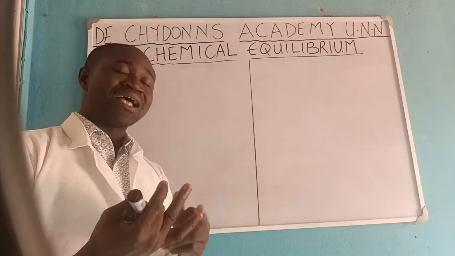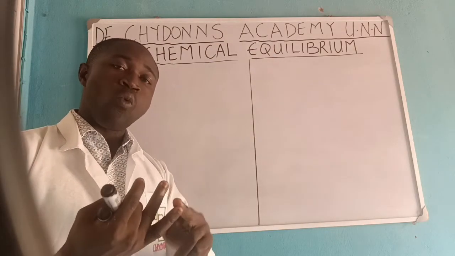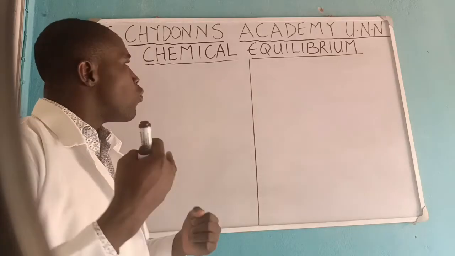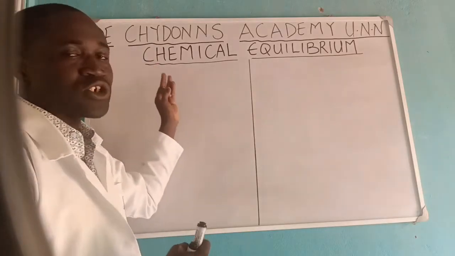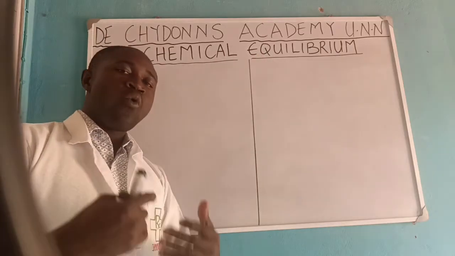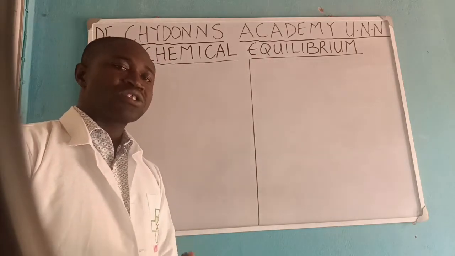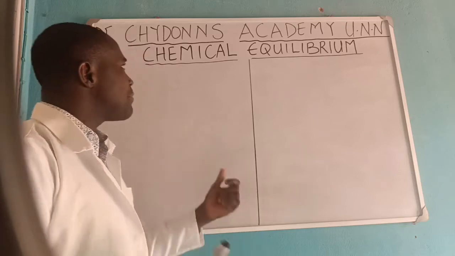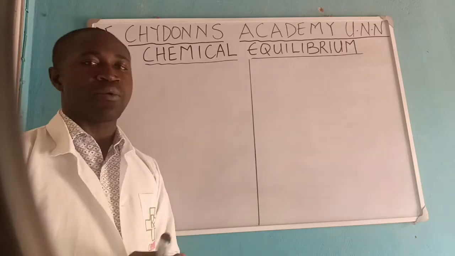So we can be answering the question of when and what. When can we say that a chemical reaction has reached or attained equilibrium? And what are the conditions? What happens? What can make a chemical reaction reach equilibrium?